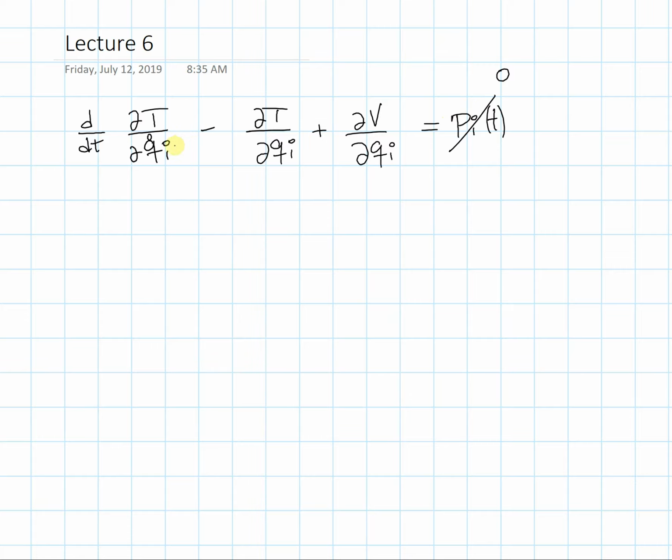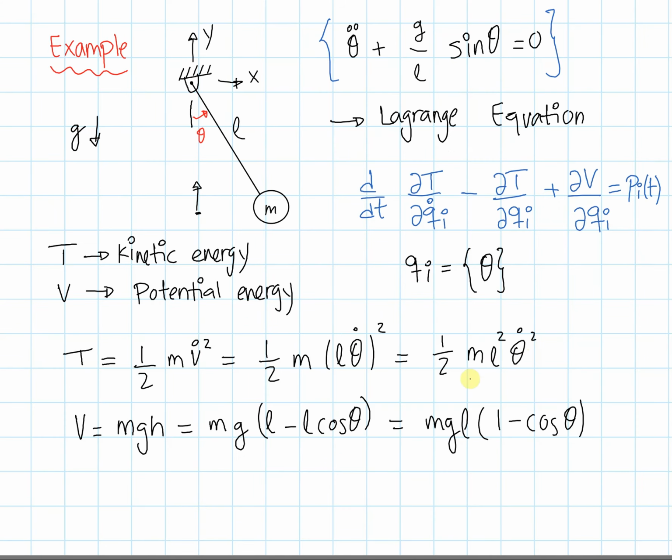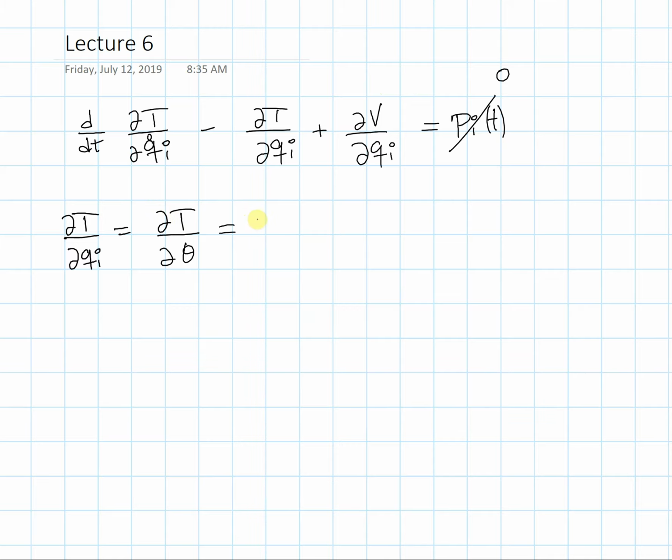And what I want to do now is to focus on this middle term. So I have partial T over partial q, and in this case q is equal to theta, so I have partial T partial theta. And if I look at my potential energy equation, let's look at it. I don't have any thetas in this, so if I'm going to take a derivative with regards to theta, I'm going to get a value of 0. This is equal to 0.